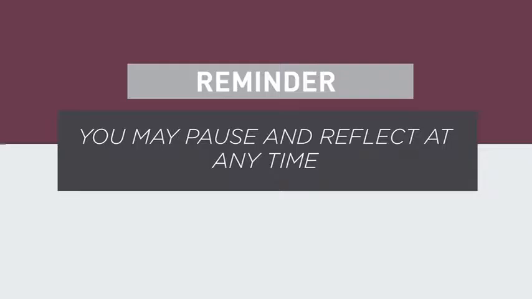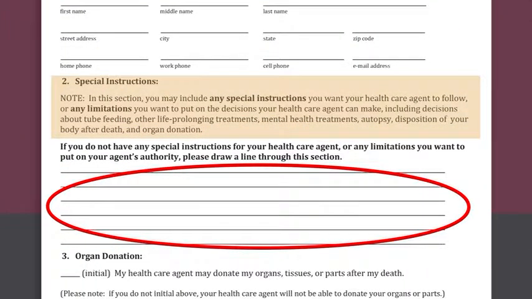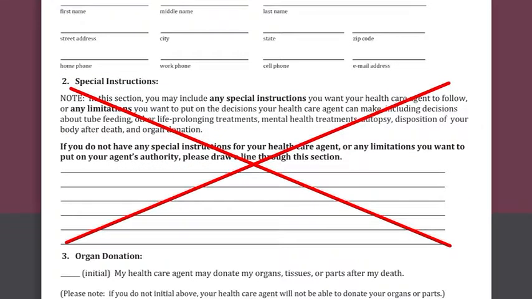At this moment, you should pause and review the document. Is there anything important to you that is not included in the living will? If you would like to add anything, then return to Part A and write your instructions for your agent in Section 2. If you have no special instructions, please draw an X through Section 2 in Part A.